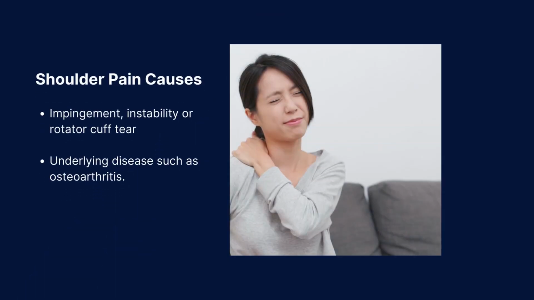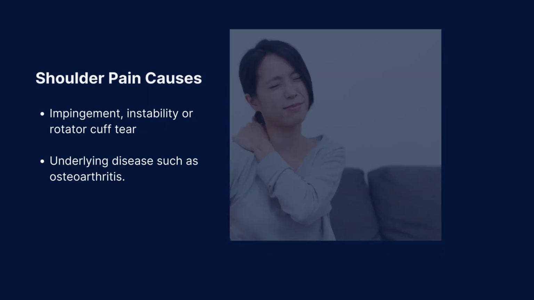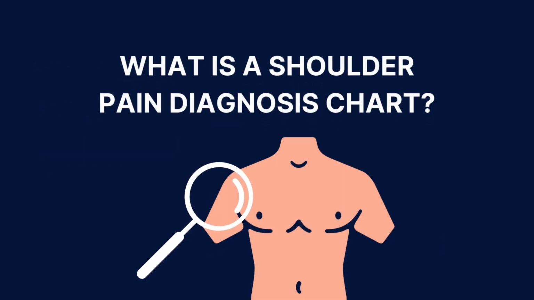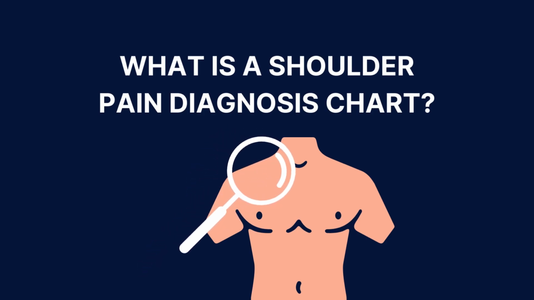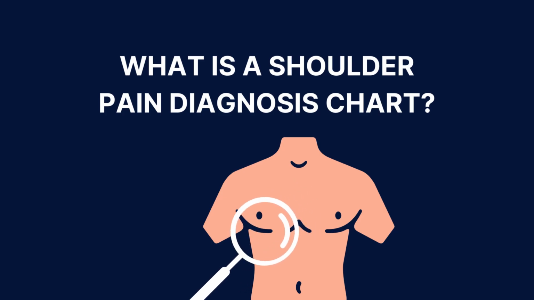Shoulder pain can have many different causes, such as impingement, rotator cuff tears, instability, or an underlying disease such as osteoarthritis. Each of these causes have different pain distributions, which can be mapped out visually on a shoulder pain diagnosis chart. This chart is a visual tool to assist with the localization of a patient's shoulder pain. This can then help you to narrow down the range of possible diagnoses.